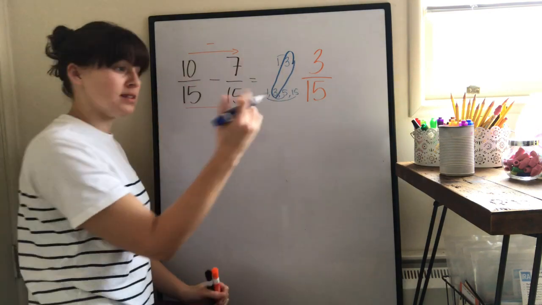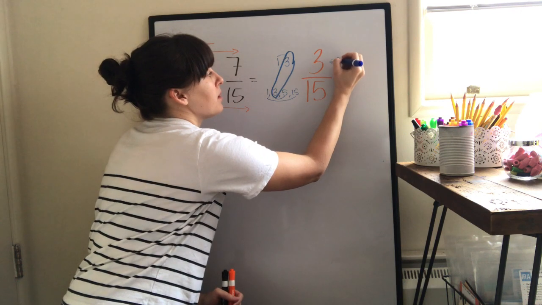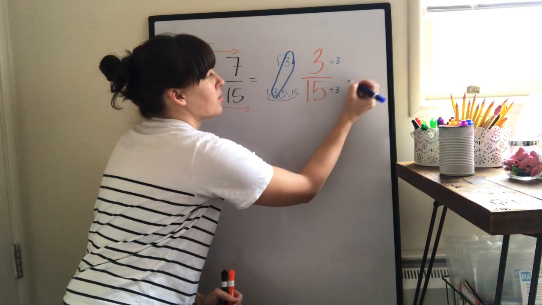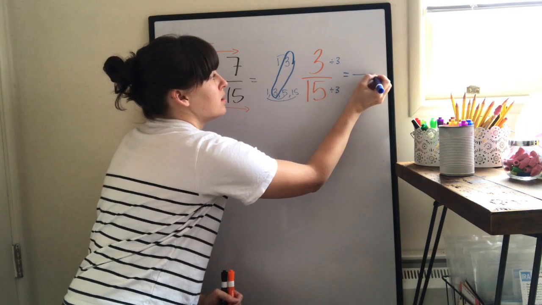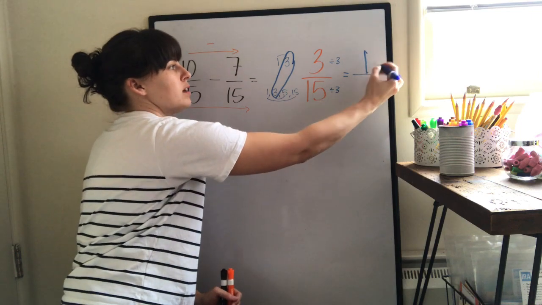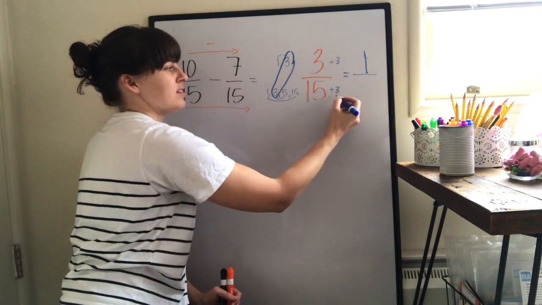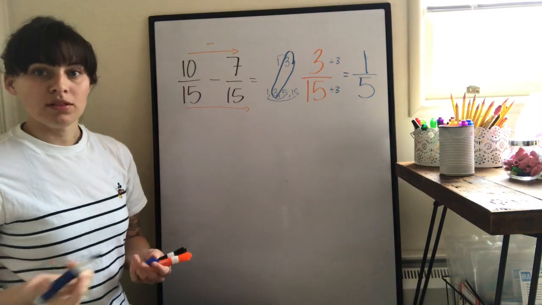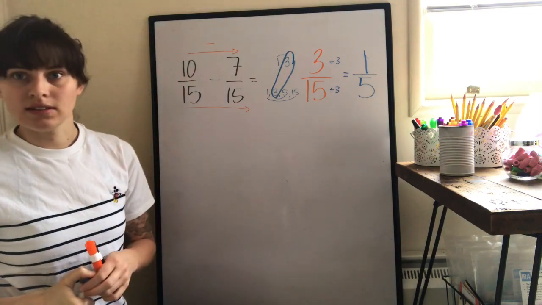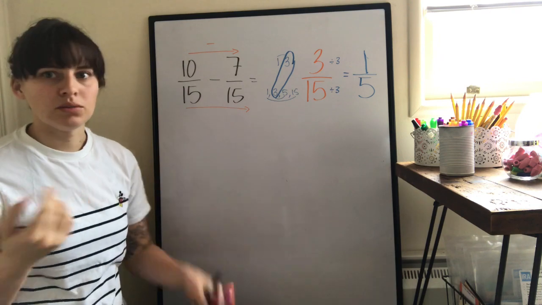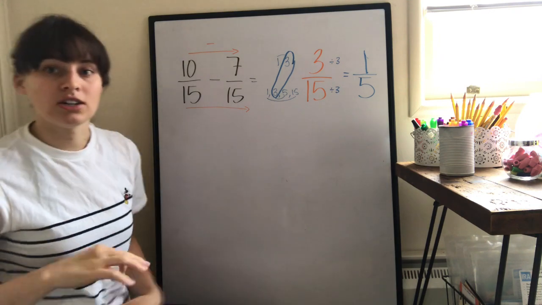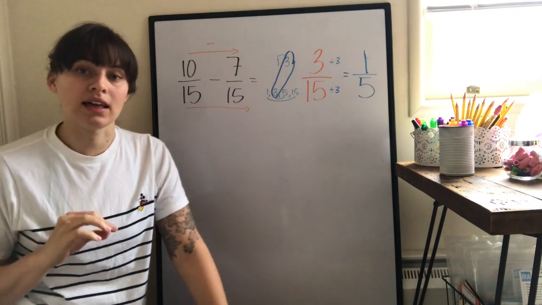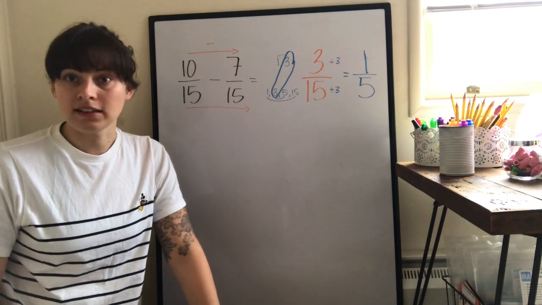So we can divide both of these by 3. Divide by 3, divide by 3. 3 divided by 3 is 1. 15 divided by 3 is 5. 1/5. 1/5 is the same as 3/15. And that's it. We're just going to keep subtracting fractions. We're going to keep practicing that skill today. And that's all you're going to do in math.